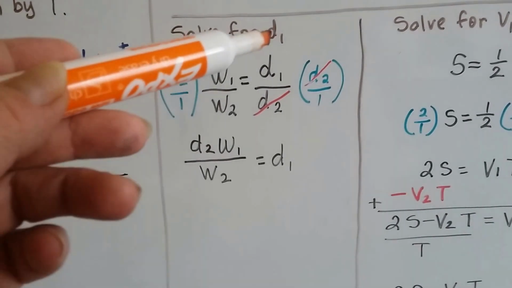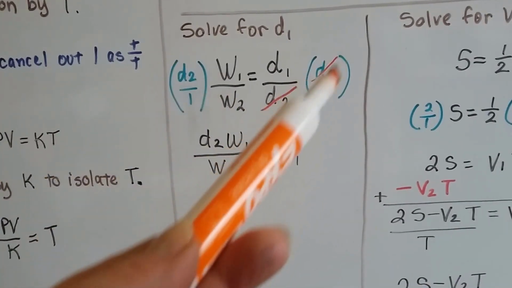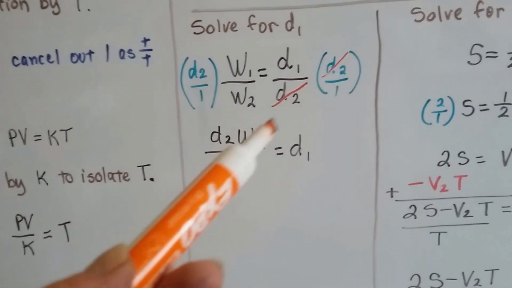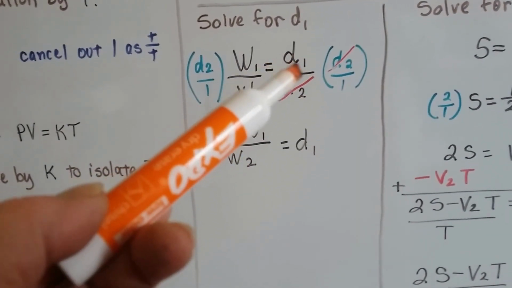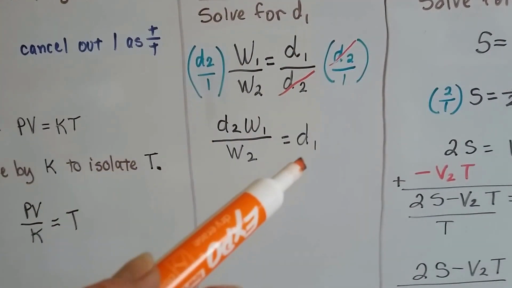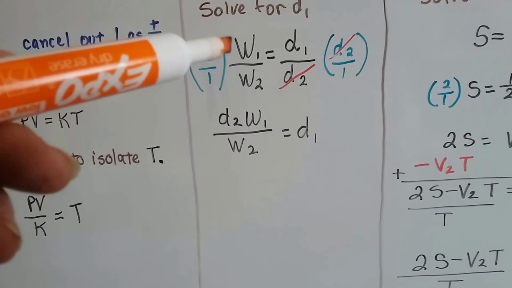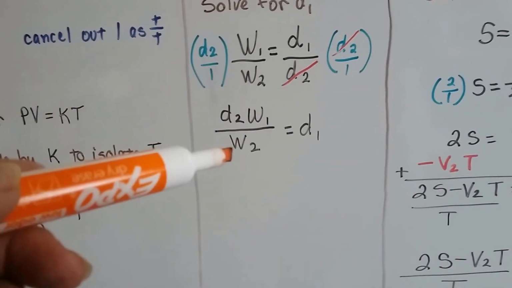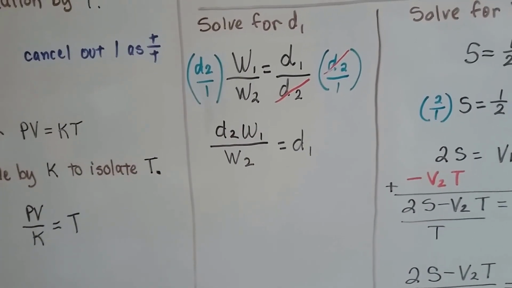So if we wanted to solve it for D sub 1, all we have to do is multiply both sides of the equation by D sub 2. That cancels that out as a 1, and we're left with D sub 1 over 1, which is really just D sub 1, isn't it? And on this side, we have D sub 2 times W sub 1 over W sub 2. And we've solved it for D sub 1, see?